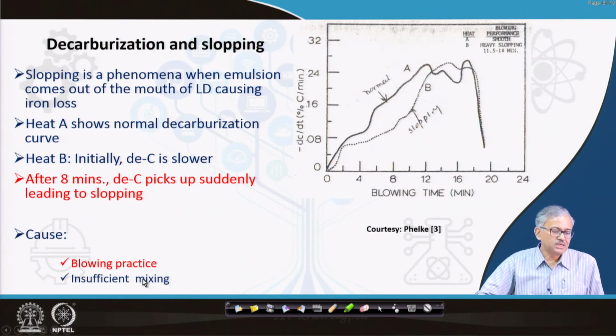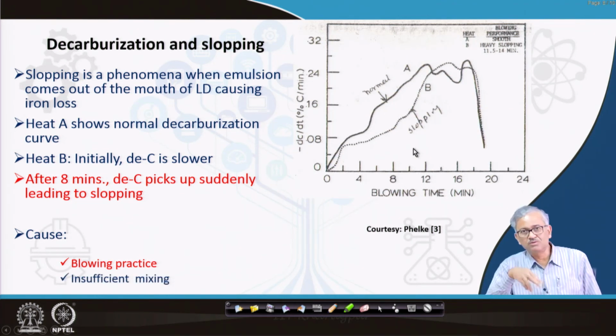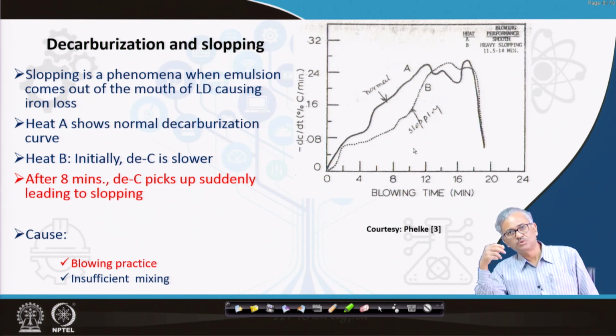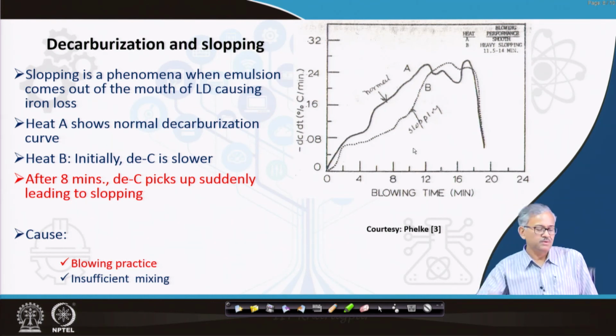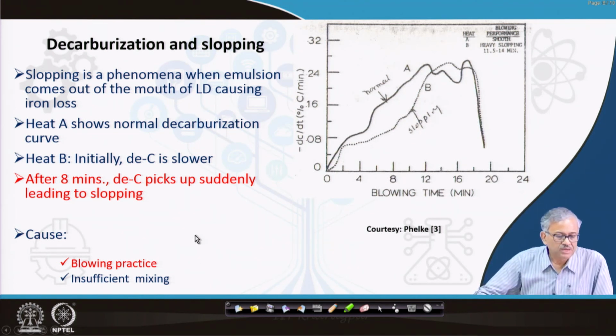And the second thing is insufficient mixing. As I said, I will talk about that when I come to the hybrid blowing practice in LD. Insufficient mixing can also lead to a problem, so that part I will come to later on.